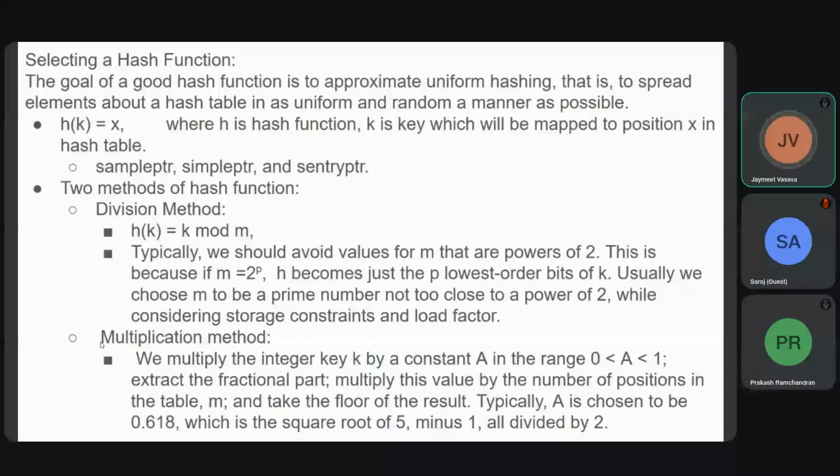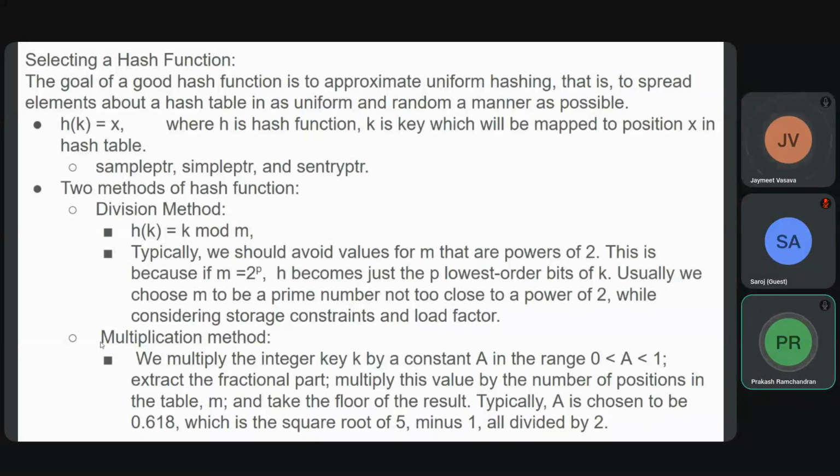So in the multiplication method, what you are trying to achieve is h of k equal to m, the bucket size, multiplied by the key and the factor a, and you take mod 1 of it. Mod 1 means any number divisible by 1, so it should be an integer. If you do mod 2, it is an even number. Mod 1 means it is an integer.